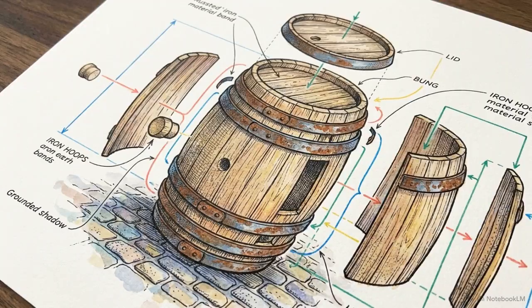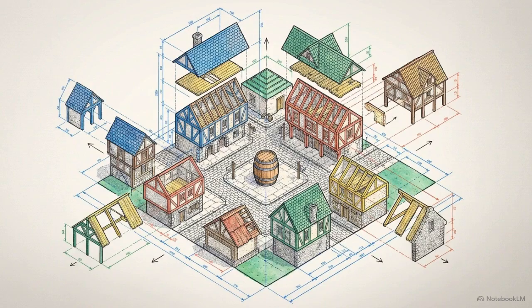By isolating the refinement phase, the pipeline injects massive visual fidelity into individual props and structures without violating the rigid procedural blueprint established in the very first step.